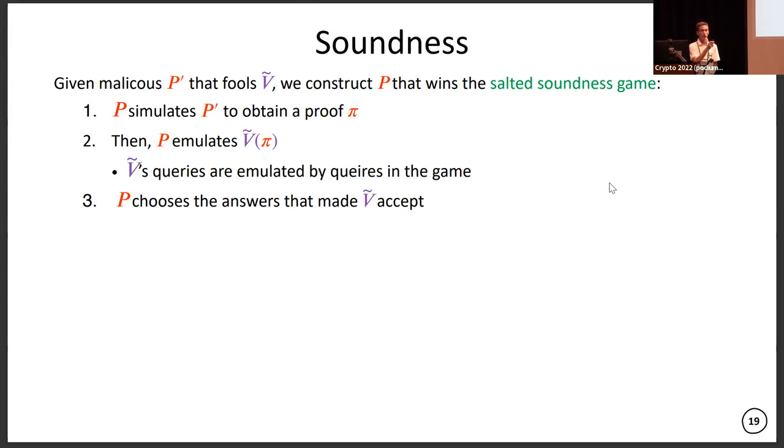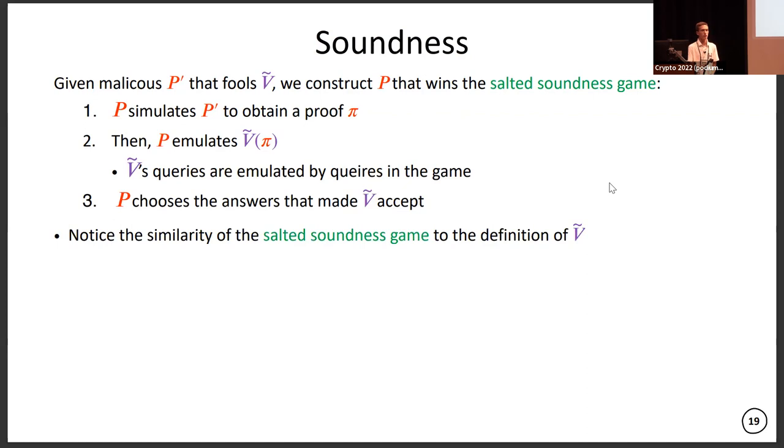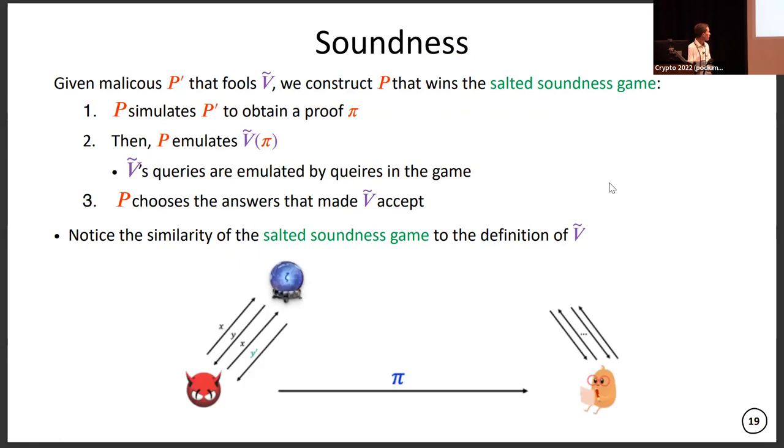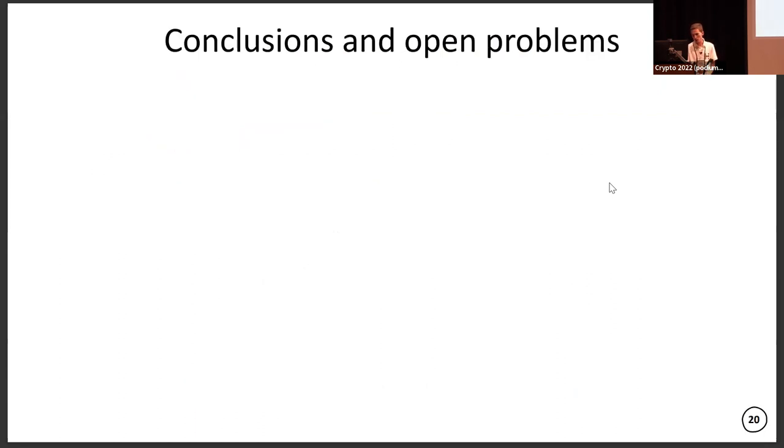It samples a lot of options. You can sample them in the salted soundness game I described earlier. And then because these two games are identical in nature, we can find the combination that makes it accept. And this is how it looked, both for the salted soundness game and what the verifier actually does in the other sense. So let's conclude.